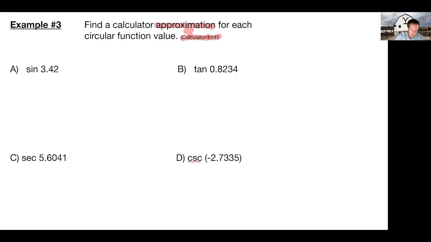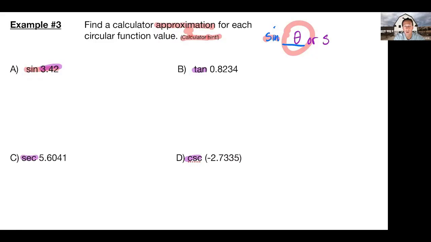So when you see this, the sine of 3.42, you all have to know that when they write any trig function, you have to write something after it. Otherwise, that's a sin. You have to have something following it, and it has to be an angle, whether they write the angle in radians, as they've done here, or they write it in degrees.